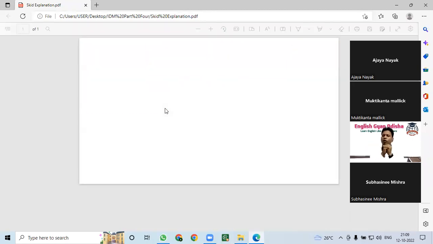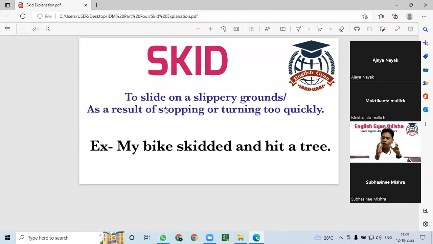Suppose you are driving a bike and there is a slopy way. You are trying to put a sudden brake. So it slides, and that is called skid also. My bike skidded and hit a tree. So it is not necessarily used only with heavy vehicles.